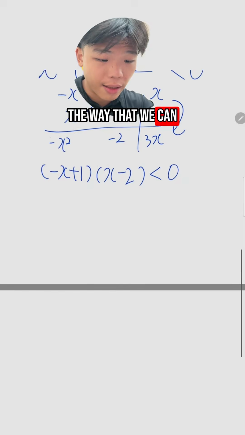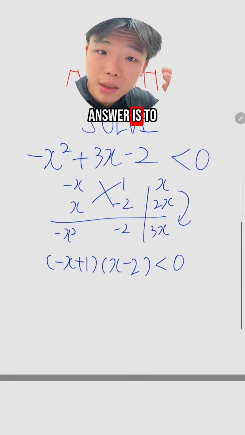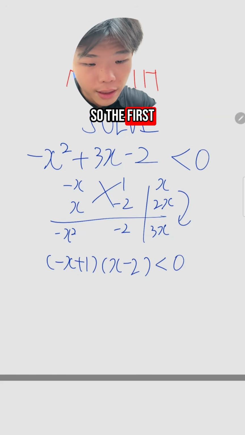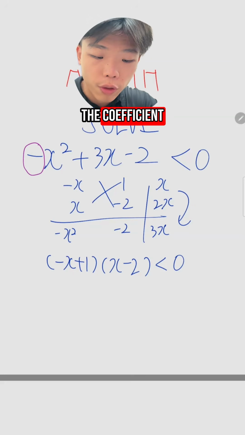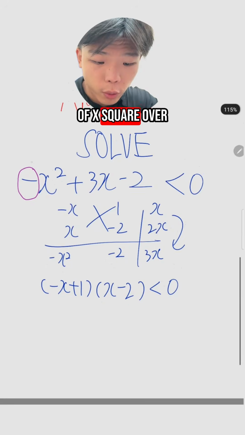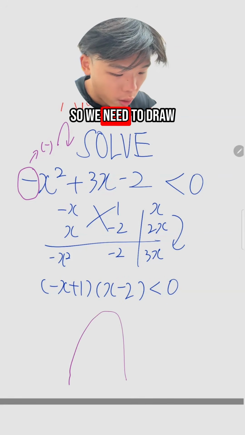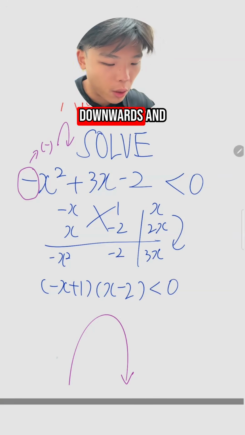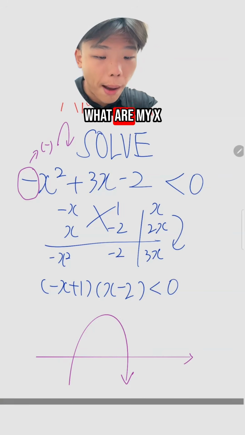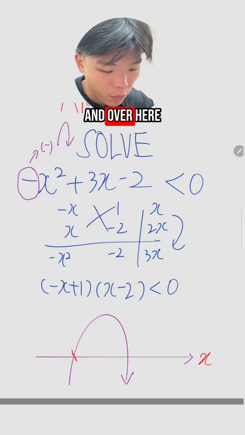The way that we can really figure out what's the correct answer is to visualize the graph. So the first thing you need to always ask yourself is, what's the coefficient of x squared? And the coefficient of x squared over here is negative, which means that the graph is actually pointing downwards. So we need to draw a quadratic curve that's pointing downwards and figure out, okay, what are my x-intercepts, right? And over here and over here.